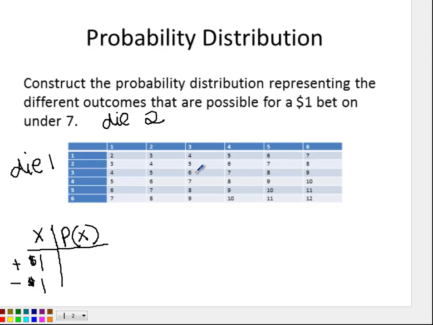So in order for you to win $1, you have to be under 7. So you're going to count all of the outcomes that are under 7. Here we have a total of 36 outcomes. If you count all these numbers inside here, we have a total of 36. So I'm going to put 36 here. Now I'm going to count all the numbers that are under 7, and when you count them all up, you should get 15.